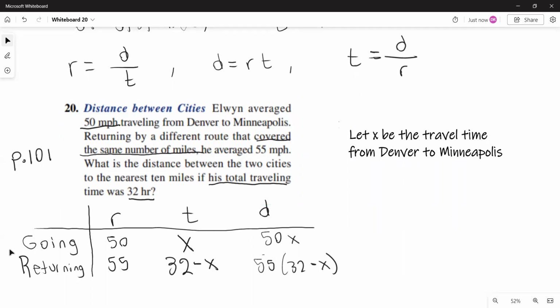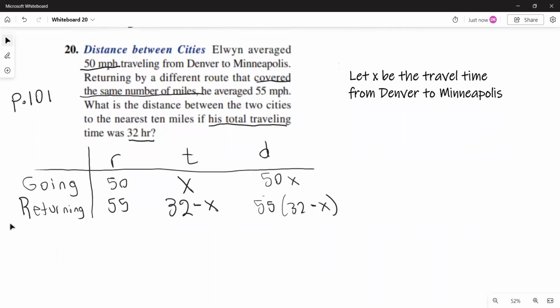Okay, so we are going to solve, if it covered the same number of miles, 55 times 32 minus X equals 50X. I'm just going to change the order, it doesn't matter that much. 50X equals 55 times 32 minus X.